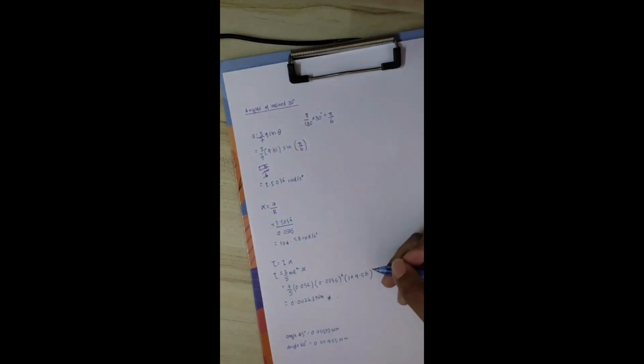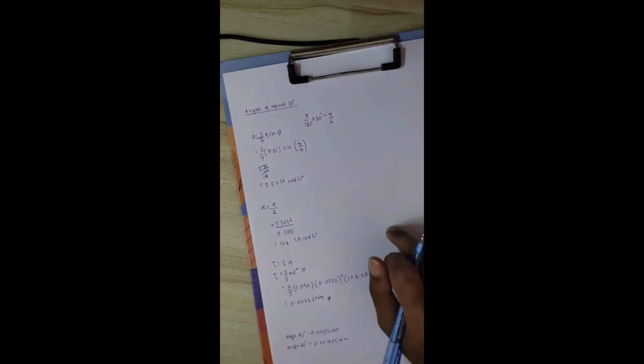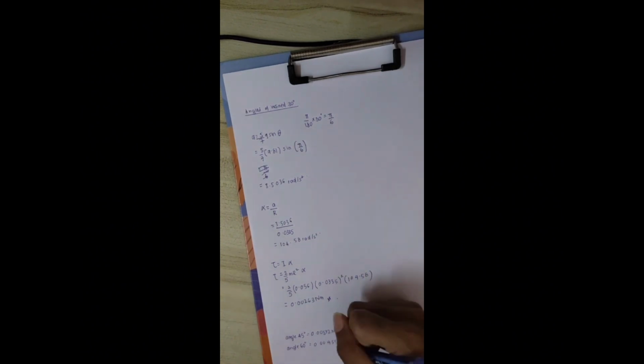For the angle of incline 45 degrees and 60 degrees, these are the final results. Just use the same steps and make sure your calculator is in radian mode and you will get the final answer as shown here. Thank you.